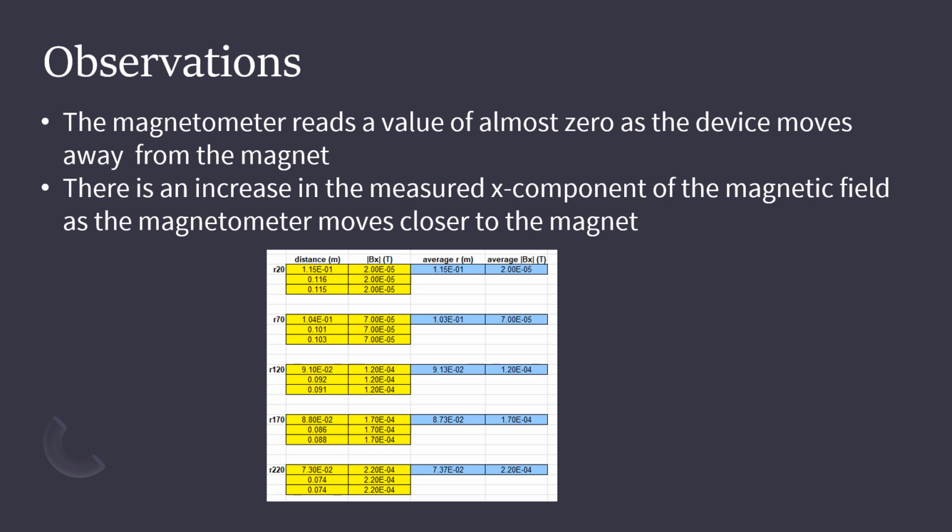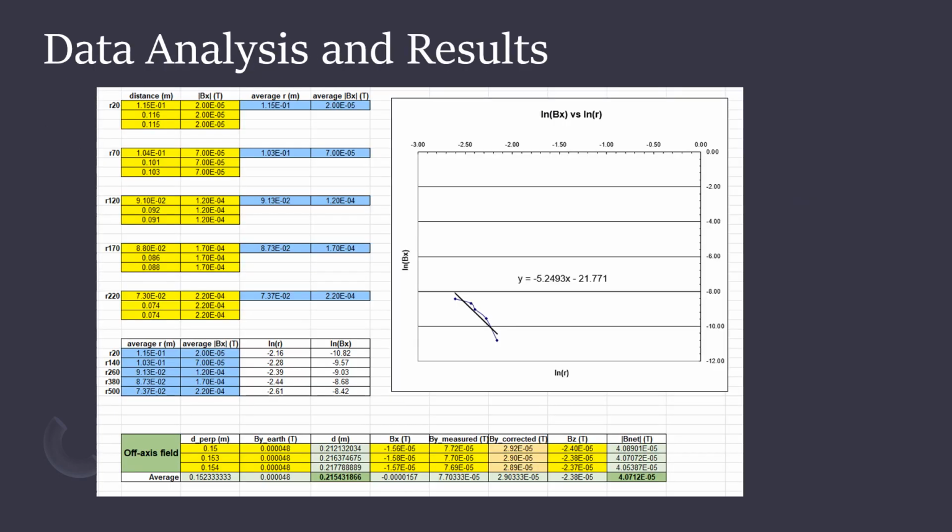Based on our experiment, we see that the magnetometer reads a value of almost 0 as the device moves away from the magnet, and there is an increase in the measured x component of the magnetic field as the magnetometer moves closer to the magnet. Here are the results for the lab experiment.